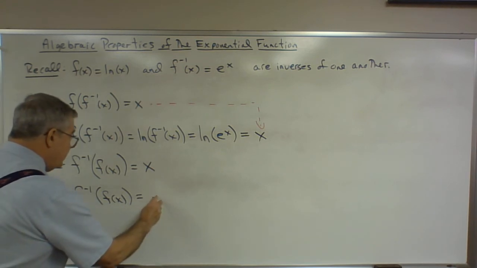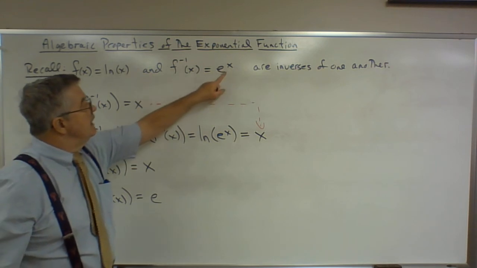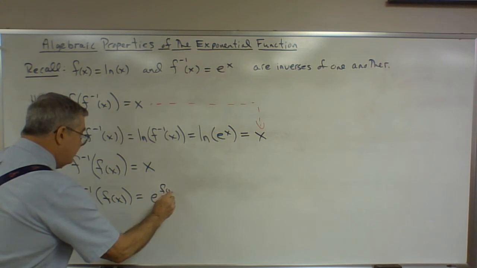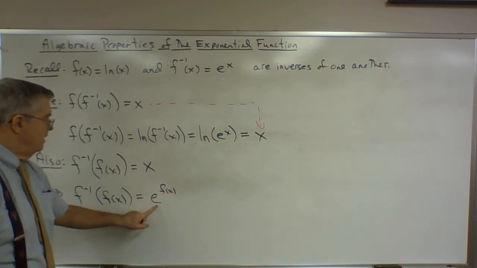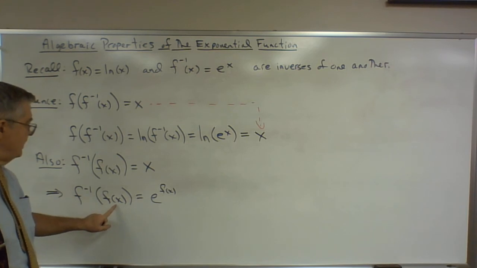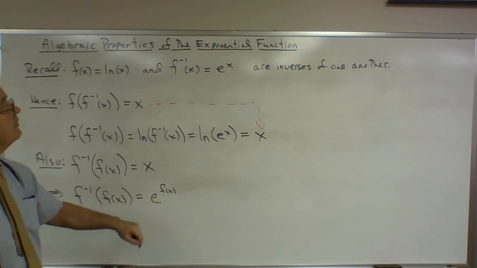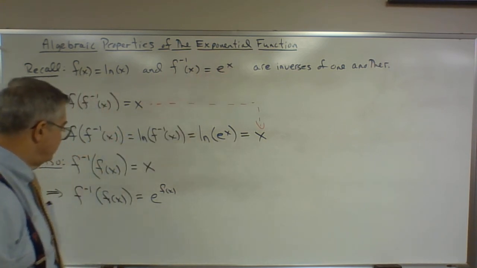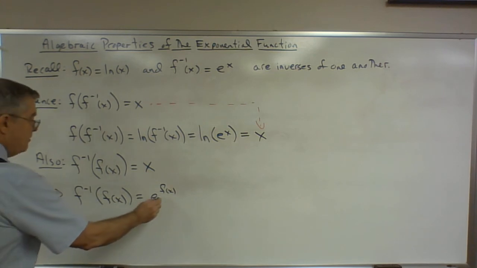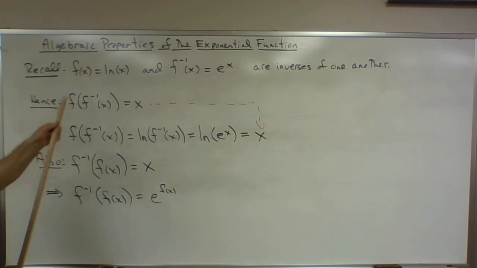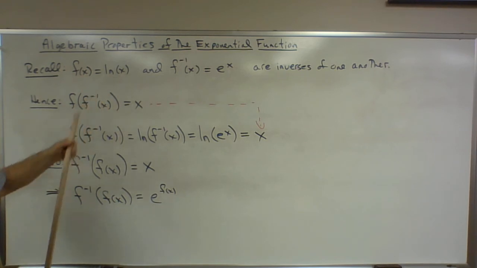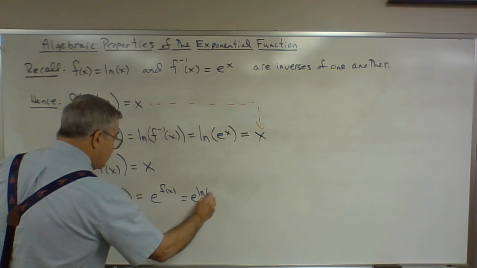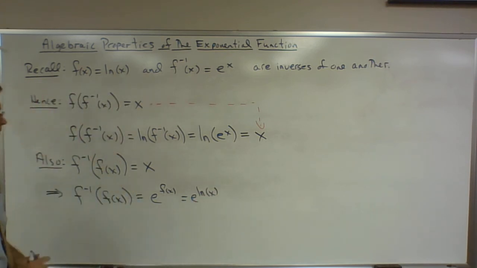So instead of having e to the power of x, like we do up here, we're going to have e to the power of f of x. Because down here, f of x is playing the role that x plays up here in our model of f inverse. So we have e raised to the power of f of x. And f of x is the same thing as natural logarithm of x. And we'll make that substitution, e to the power of natural logarithm of x.